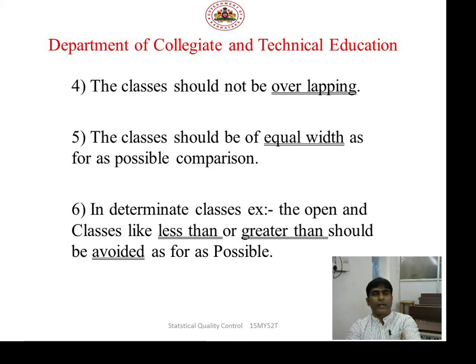So it should be avoided as far as possible, because less than and greater than values will again create an ambiguity for the quality control staff, so that in which value we should take that certain task. So that ambiguity should be avoided as far as possible.